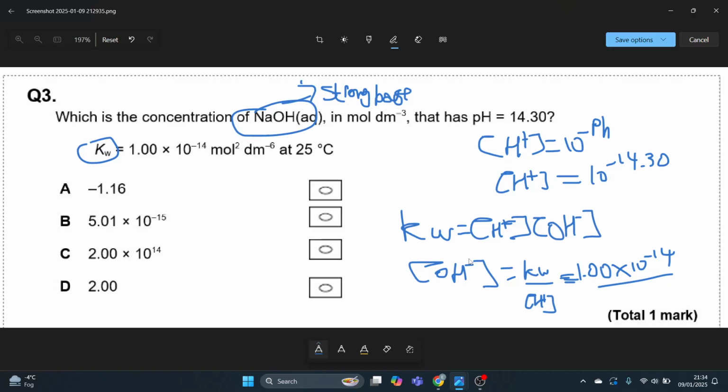divided by your concentration of H plus ions, which is 10 to the power minus 14.0, just using that simple expression. Concentration of H plus is 10 to the power minus pH. 1.0 times 10 to the power minus 14 divided by 10 to the power minus 14.30, I get 1.995. So 2.00. 2.00 is the correct answer.